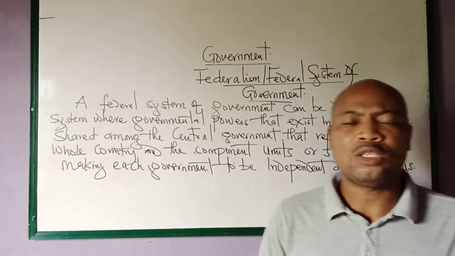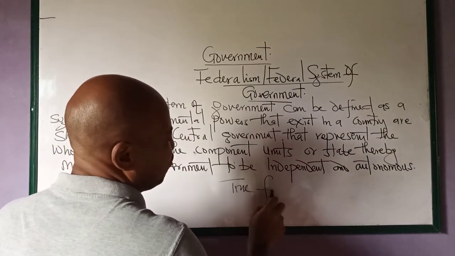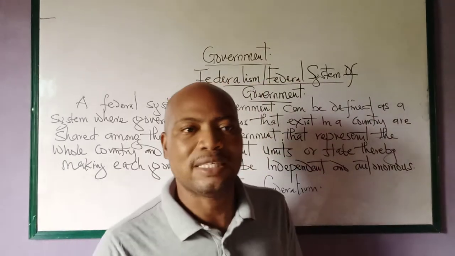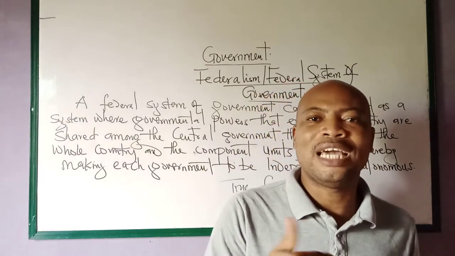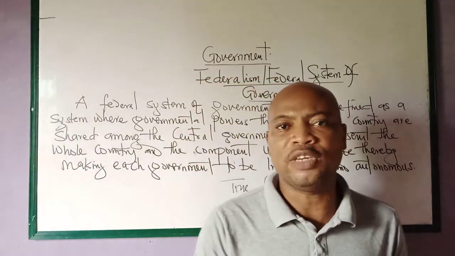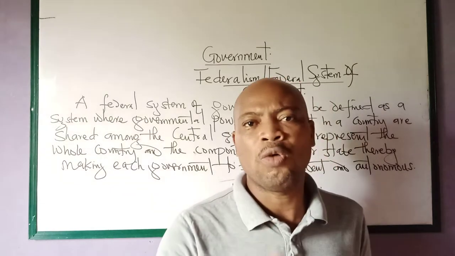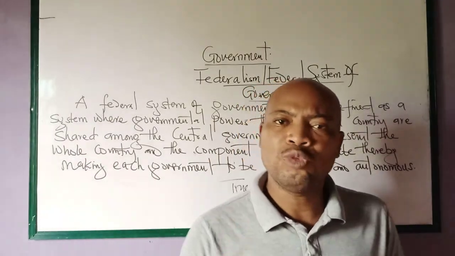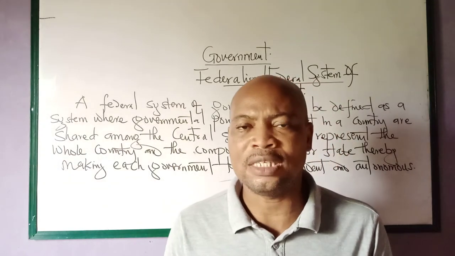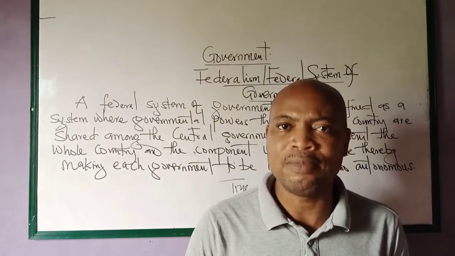By this definition, we are talking about what we call true federalism. By true federalism, we're saying that the governmental powers that exist in the state are shared between the component units and the central government that represents the whole country. In other words, each of them is independent of the other. So under true federalism, there is what we call resource control. What we mean by that is that the component units have the freedom, independence or autonomy to control their own resources.